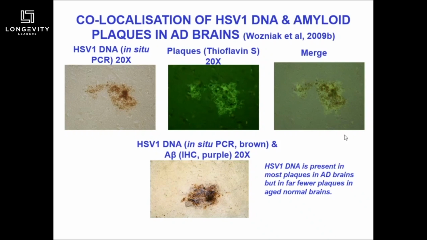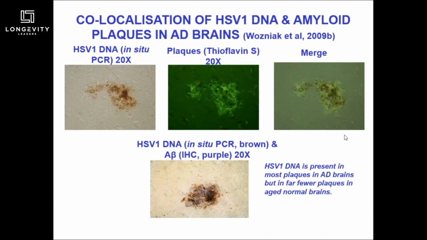And in many ways, although it's much more difficult to set up, you can argue that this has far fewer possible artifacts than solution PCR, although it, of course, has its own artifacts, the usual way that no technique is perfect. What the top left shows is HSV1 DNA stained by in situ PCR, and the middle one shows the plaques stained by a stain called thioflavin S, which is green, and then the two together, merging them, shows exact co-localization.